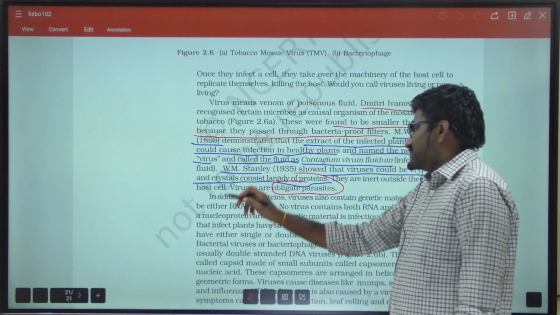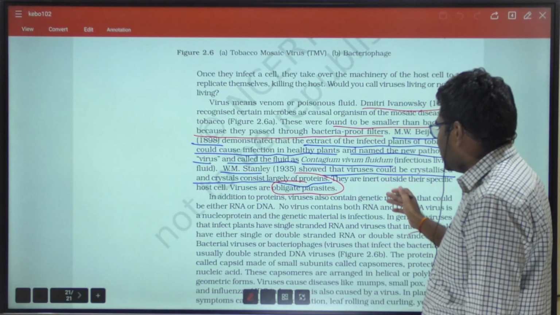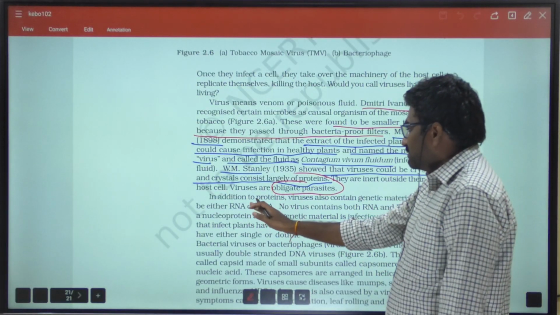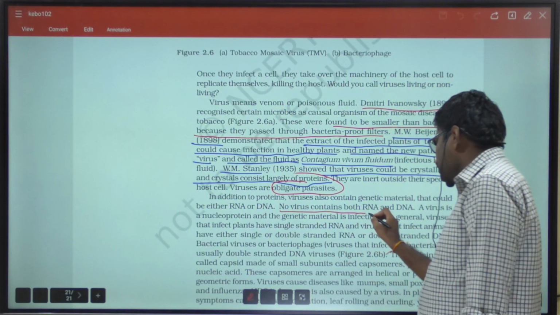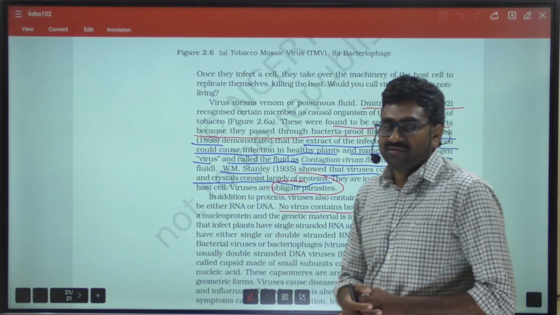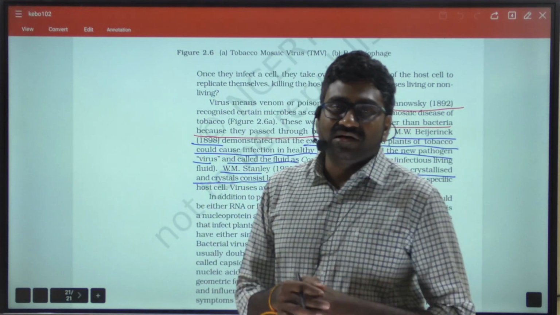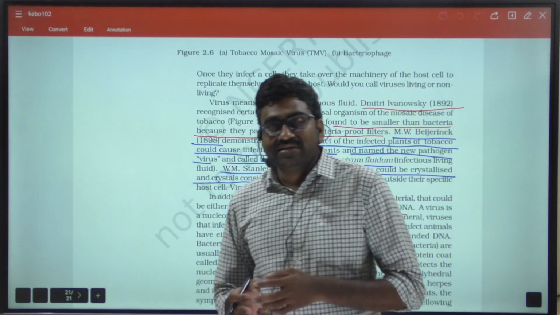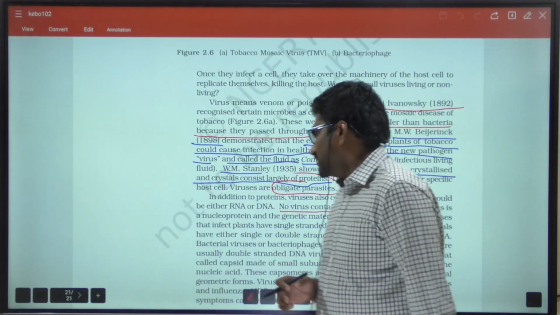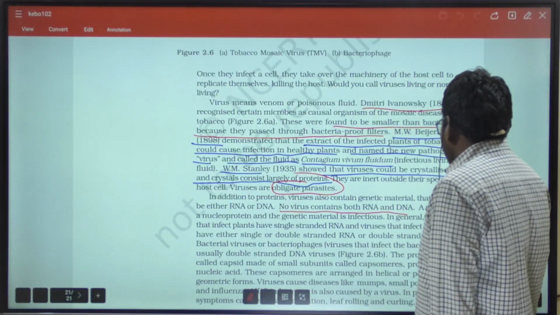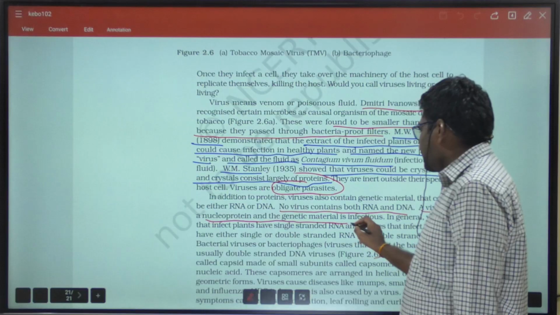In addition to proteins, viruses also contain genetic material that could be either RNA or DNA. Remember, very important: no virus contains both RNA and DNA. They may contain single stranded RNA or double stranded RNA, single stranded DNA or double stranded DNA. So a virus is a nucleoprotein, and the genetic material is infectious.